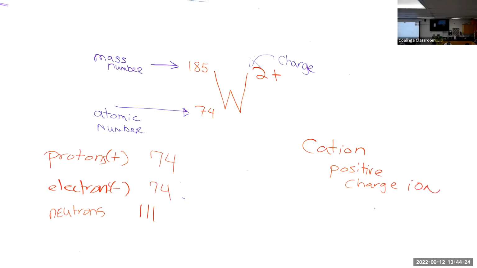So how many protons do I have here? 74. How many electrons? 72, because it's positive. It loses 2 electrons. If it has a charge of +2, that means we're losing 2 electrons, so the protons outnumber the electrons. Make sense? If it has a positive charge, it loses electrons, but if it has a negative charge, it gains. That is correct.